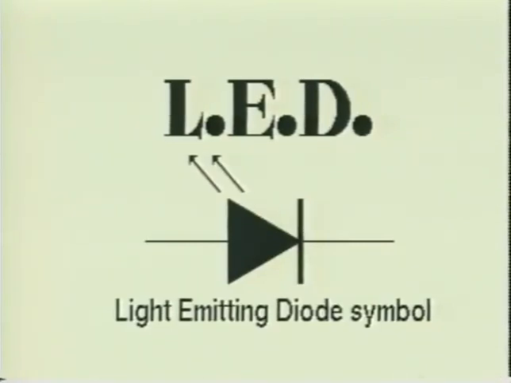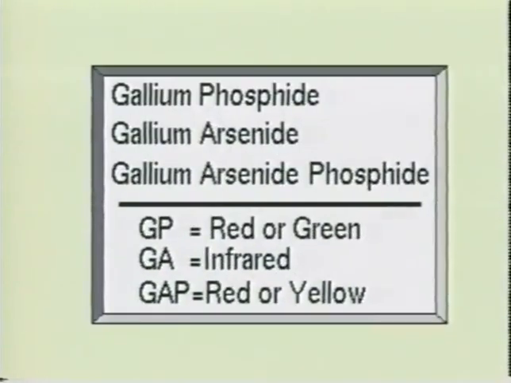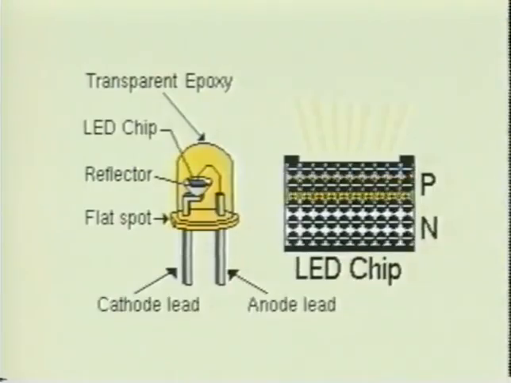Here we see the LED, or light-emitting diode. It is made from gallium phosphide, gallium arsenide, and gallium arsenide phosphide. The gallium phosphide will emit a red or green emission. The gallium arsenide will emit an infrared radiation, and the gallium arsenide phosphide will emit a red or yellow emission.